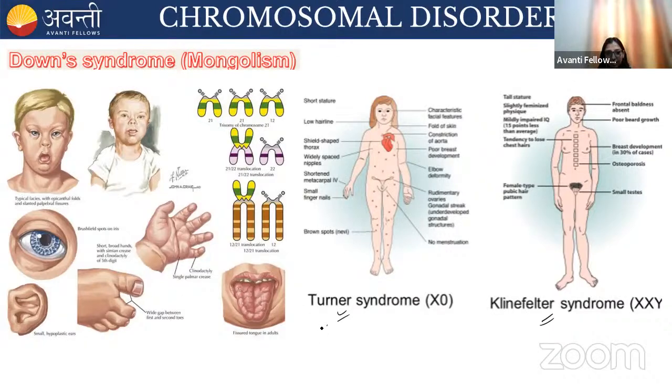And remember one more, there's Edwards syndrome and Patau syndrome. Edwards syndrome is when the trisomy occurs at chromosome 18.